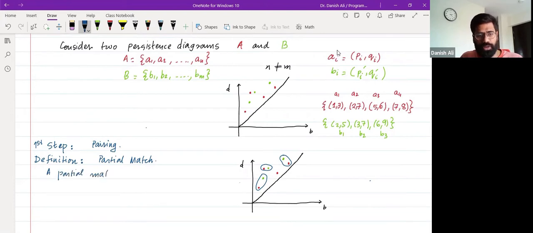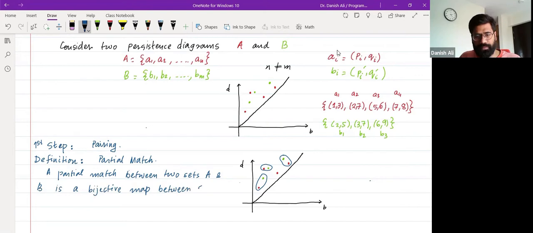So a partial match, or a match, between two sets A and B is a bijective map between the subsets of A and B. I denote it by M.